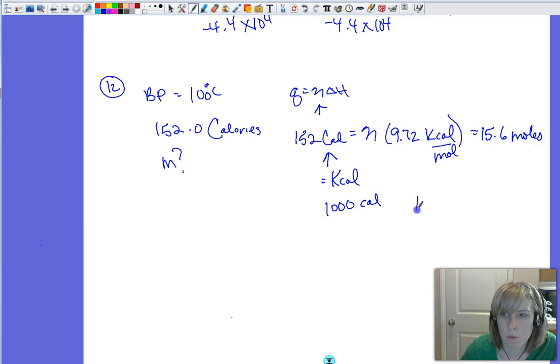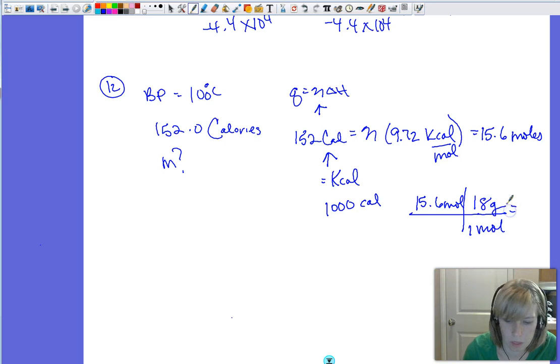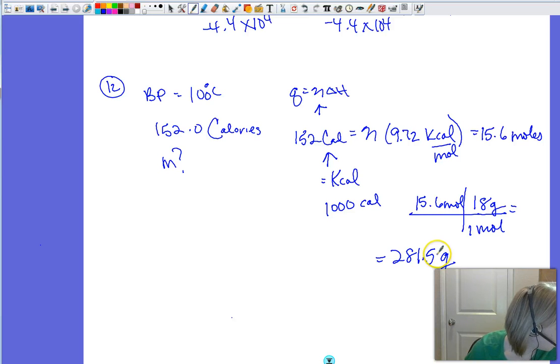And we can take those moles and convert them using our molar mass of water, which is 18 grams, and that's going to give us 281.5 grams is what's needed.